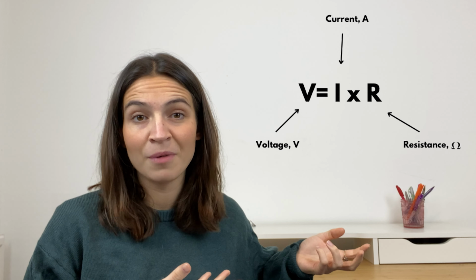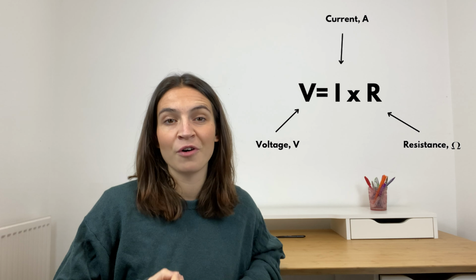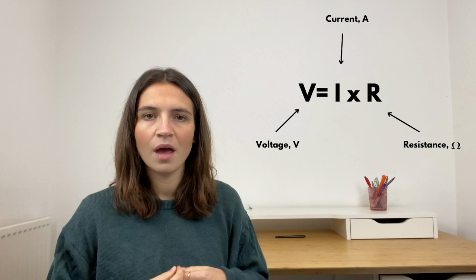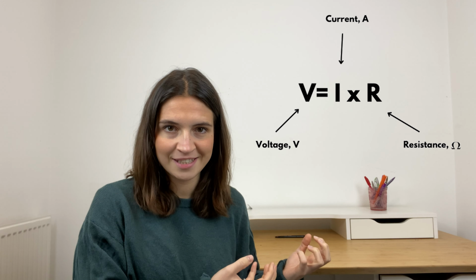So it turns out that voltage, current and resistance are all related. And they're related via the following equation. V is equal to I multiplied by R. V, your voltage in volts, is equal to I, your current in amps, multiplied by R, your resistance in ohms. And we're going to use this equation along with all of our circuit rules to work out the missing values in various circuits. Right, no time like the present.